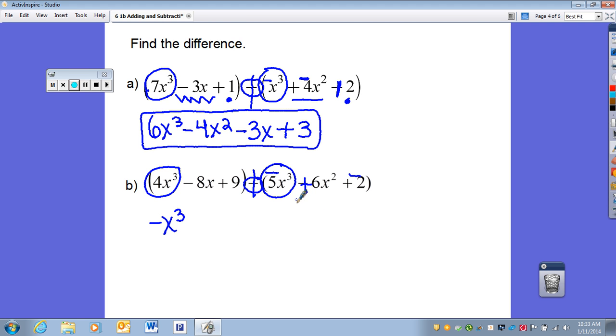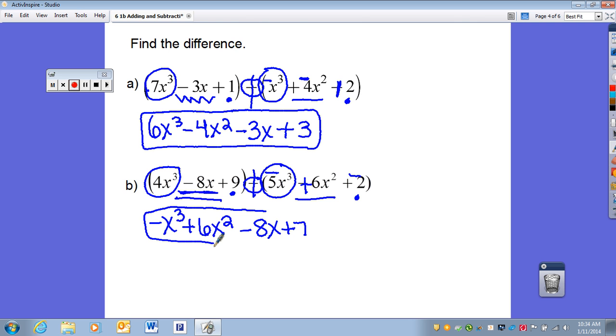Next, I look for my x squareds. I have one term that's x squared, so that will be plus 6x squared. I look for my single linear term to the first power, and that's going to be a negative 8x. Since there isn't anything to combine with that, I will write that one down. And then I have 9 and a negative 2, which gives me 7.